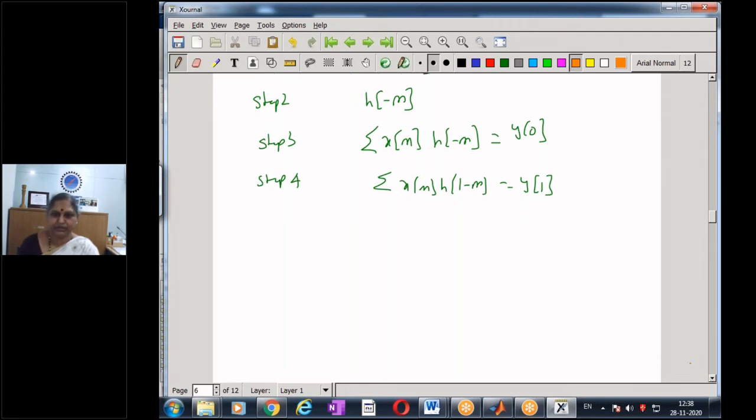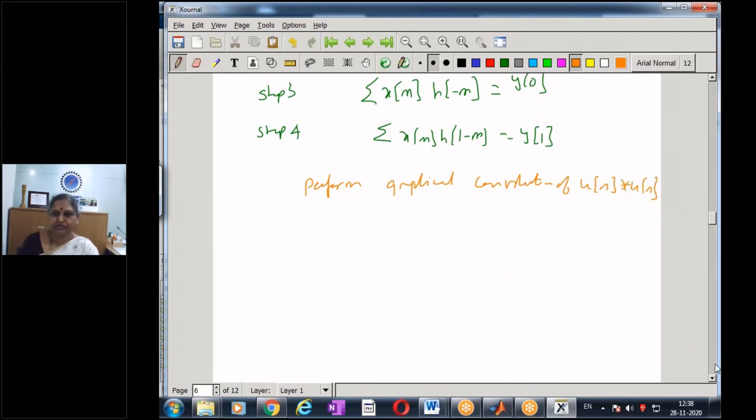So let's take the same example. Say, perform graphical convolution of u of n with u of n. We want to perform the graphical convolution of u of n with u of n. This is our problem. So as a step 1, we need to sketch u of n. So it's 1. This is u of n.